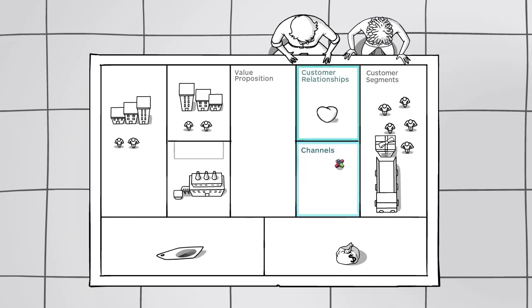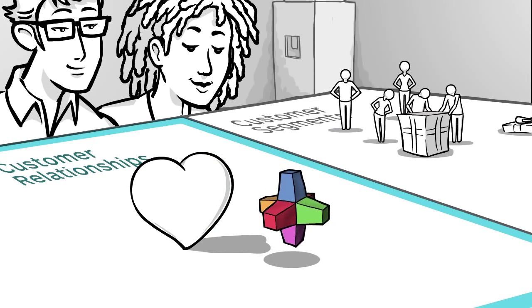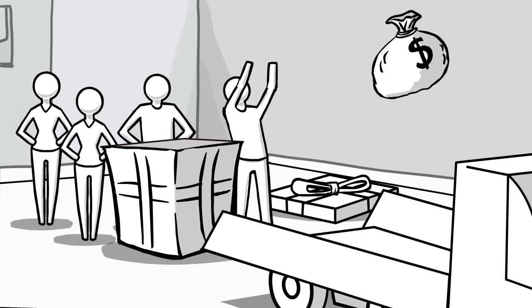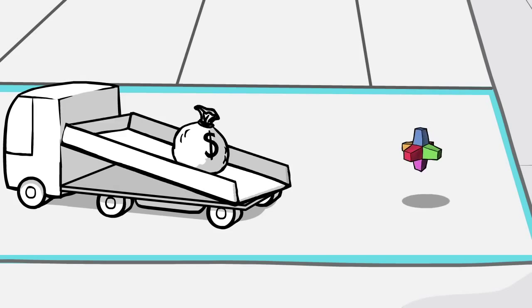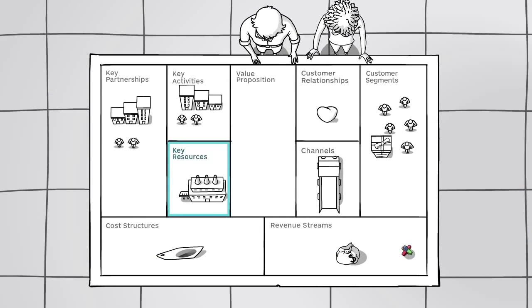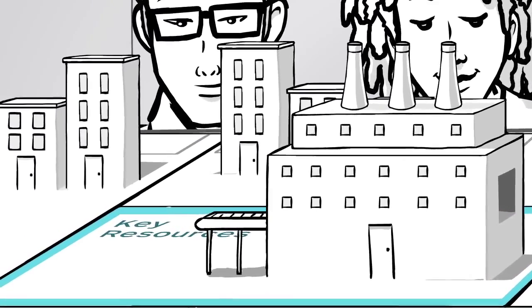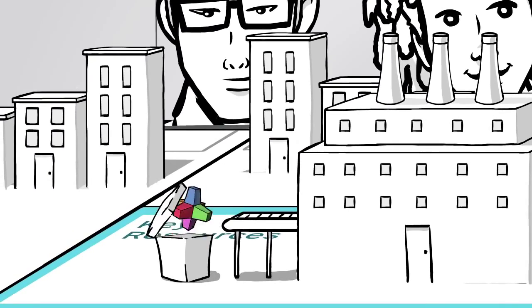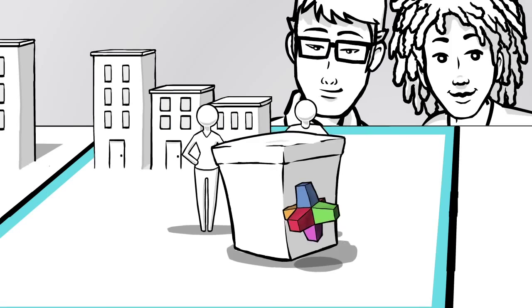The customer relationships outline the types of relationships you're establishing with your customers and how you're acquiring and retaining them. Pricing mechanisms through which your business model captures value are documented under revenue streams. The key resources show which assets are indispensable in your business model, so you can describe the infrastructure you need to create, deliver, and capture value. The key activities show which things you need to be able to perform well.